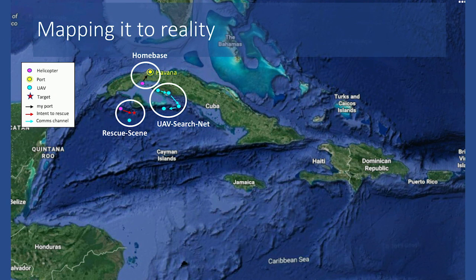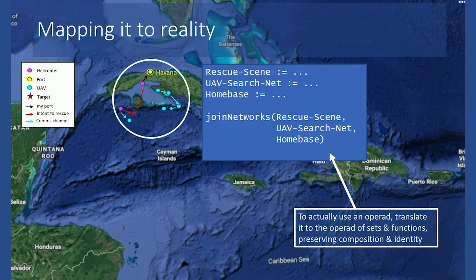Now, returning to our use case, mapping that to a real situation. If we imagine these networks are actually there in the Caribbean with Havana as the port, and we want to sew them together so that they can all work together. So we apply that template, and they all get sewn together in one big network with all of the arrows that determine that behavior sewn together.